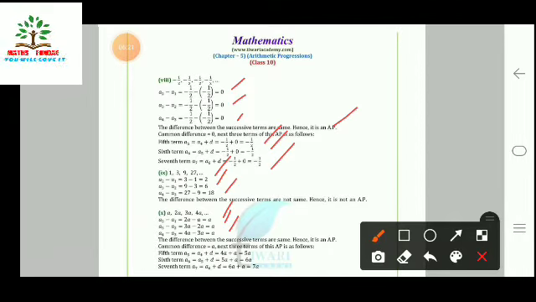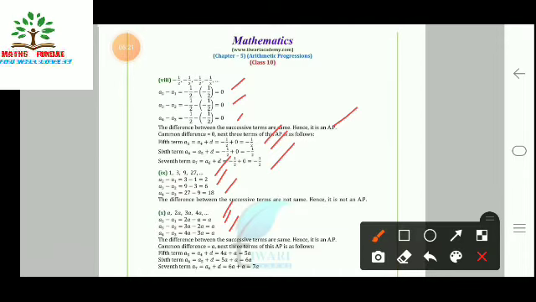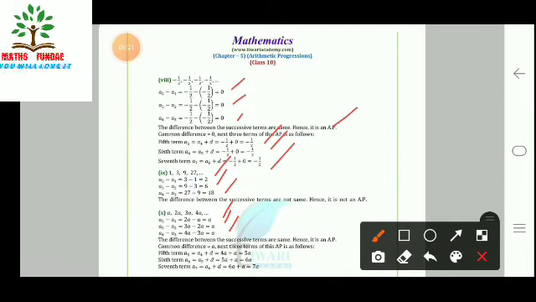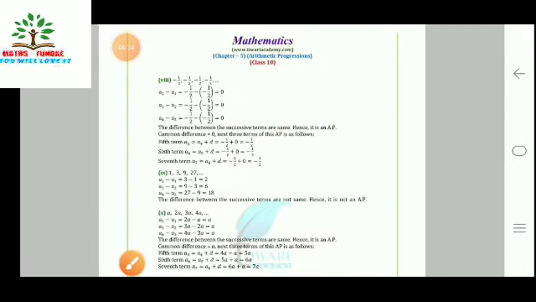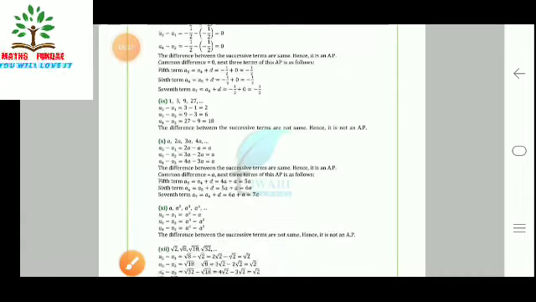So the differences between the successive terms are the same, hence it is an AP. Now the next term, the fifth term, a5 is equal to a4 plus d, that is 5a. The sixth term, a6, is equal to a5 plus d, which is equal to 6a. The seventh term is a6 plus d, which is equal to 6a plus a, that is 7a. In this way we can find the remaining next three terms.